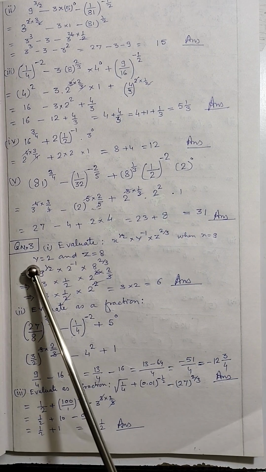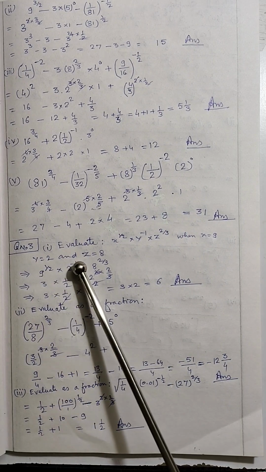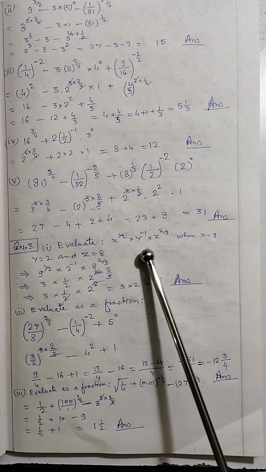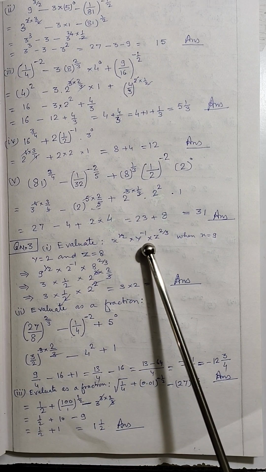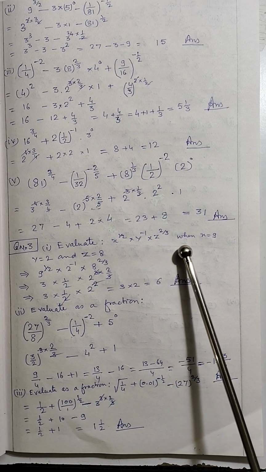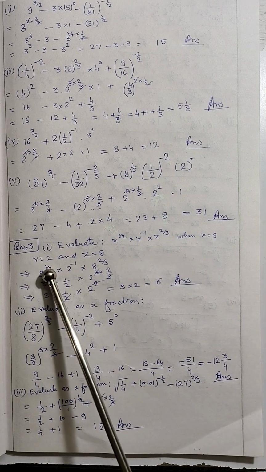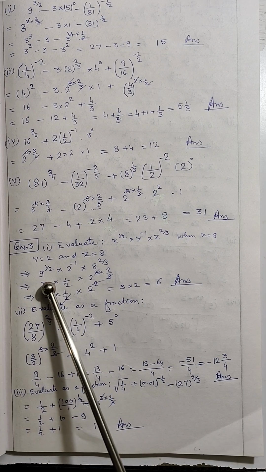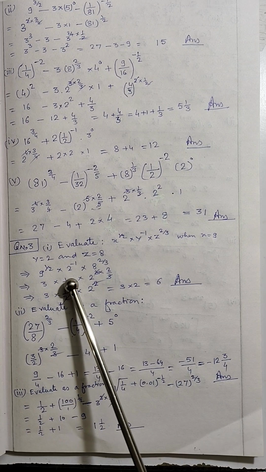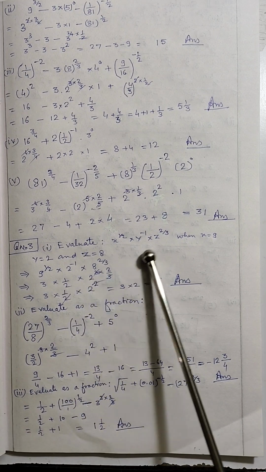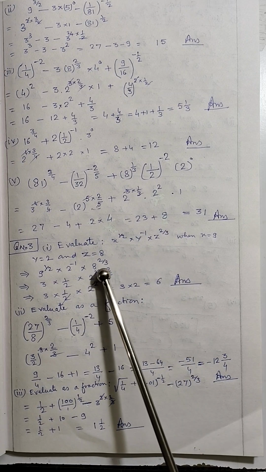Now come to question number 3. First part, that is evaluate x raised to power 1 by 2 into y raised to power minus 1 into z raised to power 2 by 3 when x is equal to 9, y is equal to 2 and z is equal to 8. So x is equal to 9, that is 9 raised to power 1 by 2 into 2 raised to power minus 1 in place of y, in z 8 raised to power 2 by 3.